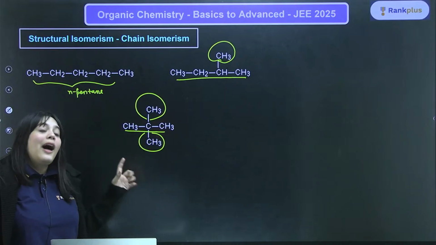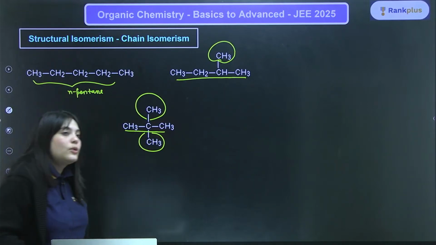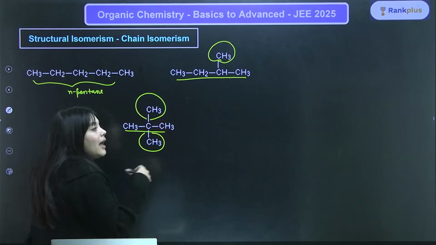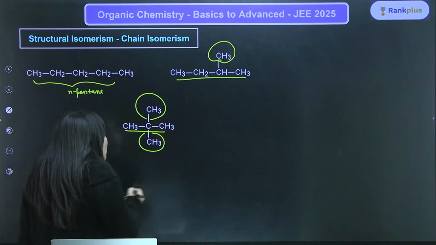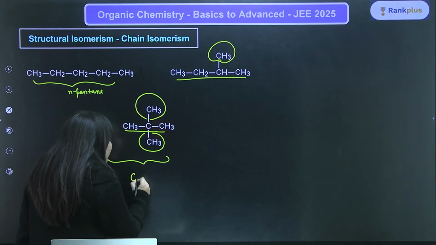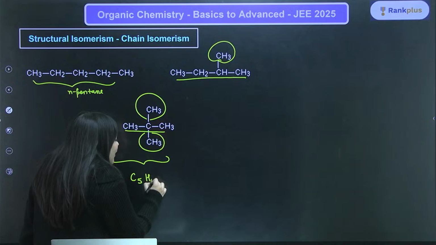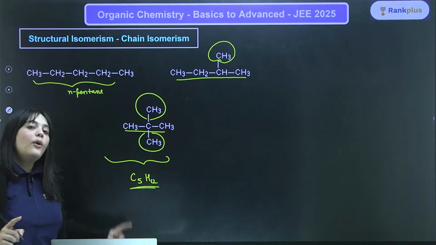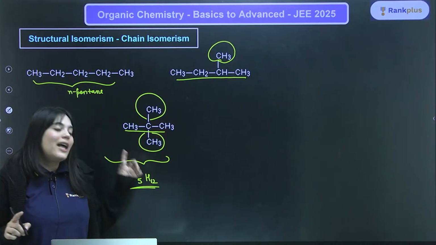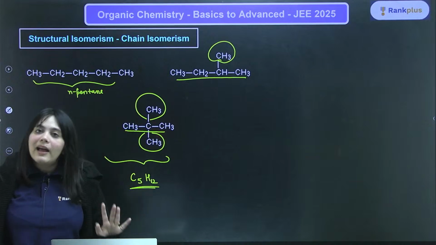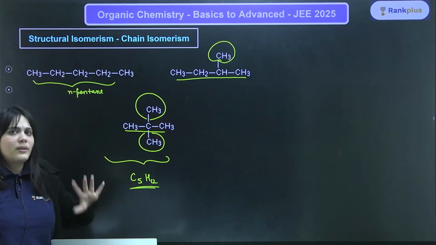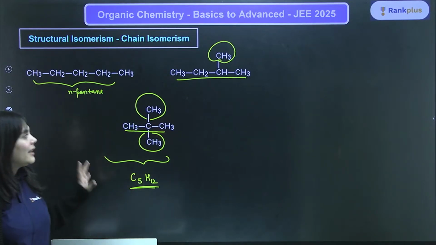branches on it. Now all these 3 isomers are pentane isomers. So all of these have the same molecular formula, which is C5H12. You can count. All of them have 5 carbons as well as 12 hydrogens, and this would be the molecular formula. Simple. So these are your chain isomers.